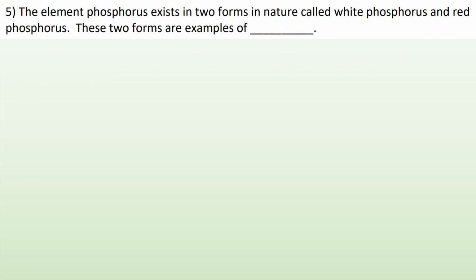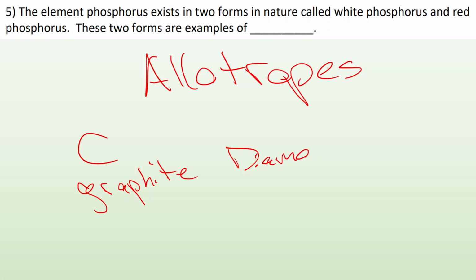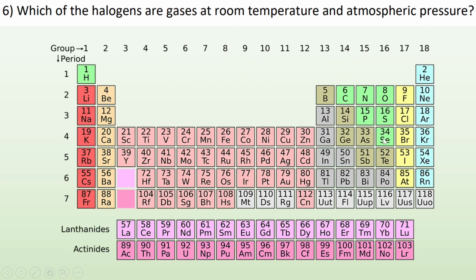Number 5. The element phosphorus exists in two forms in nature called white phosphorus and red phosphorus. These two forms are examples of allotropes. So that is the vocab word. For example, carbon has some allotropes. Could be graphite. It could also be diamond, right? Those properties are significantly different, but it's still just carbon. Same thing with oxygen. It could be O2, like what you're breathing in, or it could be O3, like ozone in the upper atmosphere. So those are allotropes.